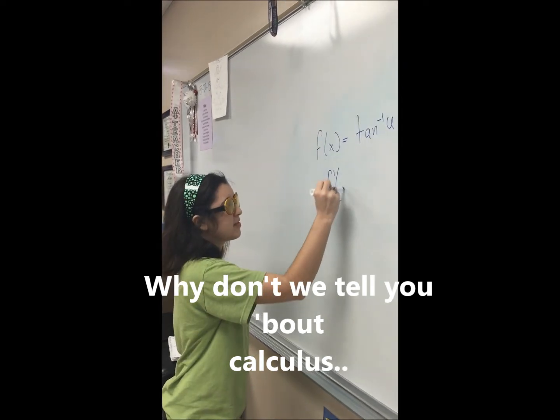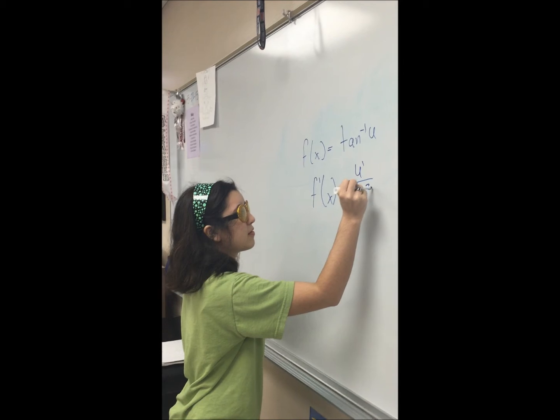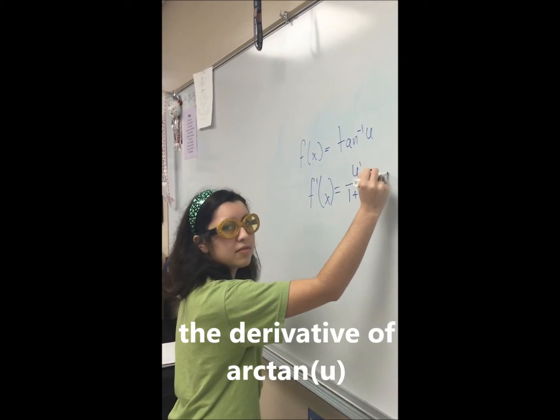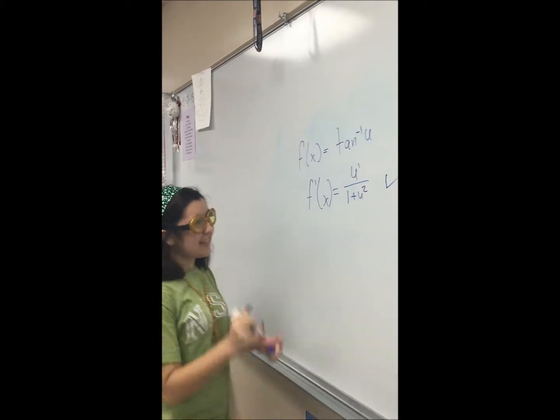Why don't we tell you about calculus? Sure, but we don't do it on abacus. What? The derivative of arctangent u is u prime over 1 plus u squared, and that's true.